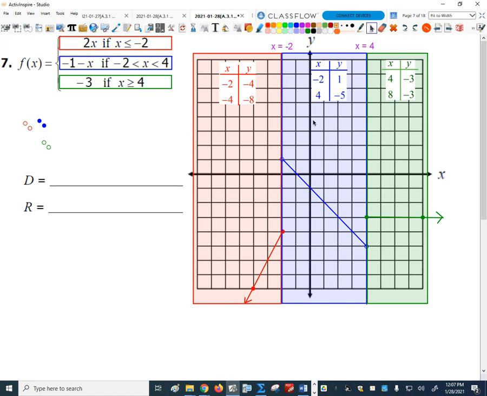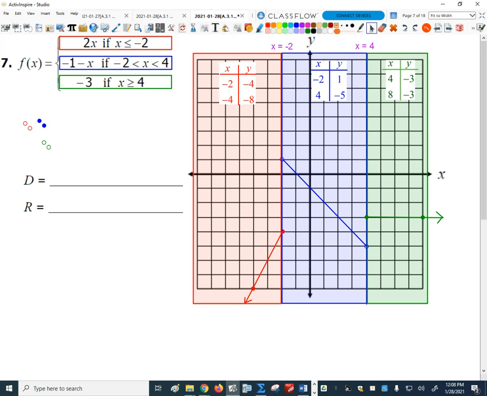What about the blue? I chose the x values -2 because that's my left boundary, and +4 because that's my right boundary. How do I get the y values? I'm just plugging them into the function. When I'm on the blue piece, I'm using the function f of x equals -1 minus x, right? If I plug in -2, I get -1 minus -2, which gives me +1. So that's my output. When I plug in 4, I get -1 minus 4, which gives me my -5 y value. Okay, does that make sense?